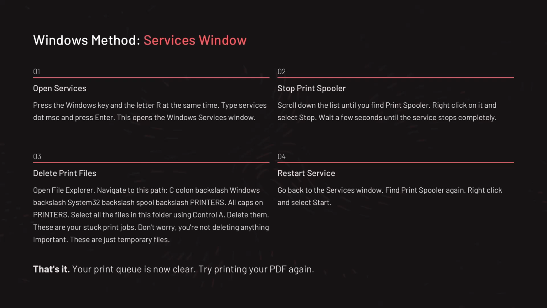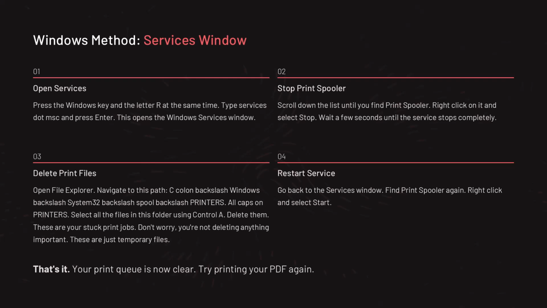Now scroll down the list until you find Print Spooler. Right-click on it and select Stop. Wait a few seconds until the service stops completely. Next, open File Explorer. Navigate to this path, c:/Windows/System32/spool/PRINTERS. All caps on printers.